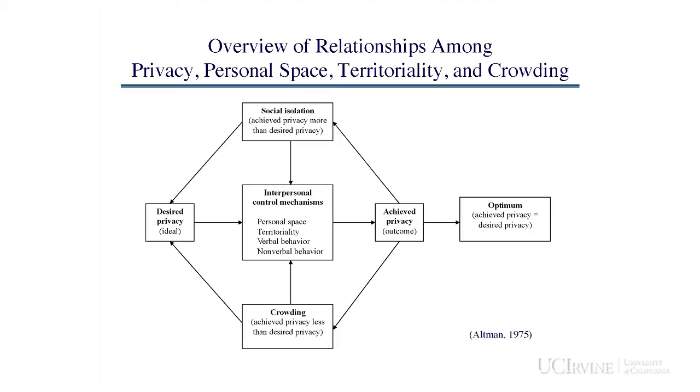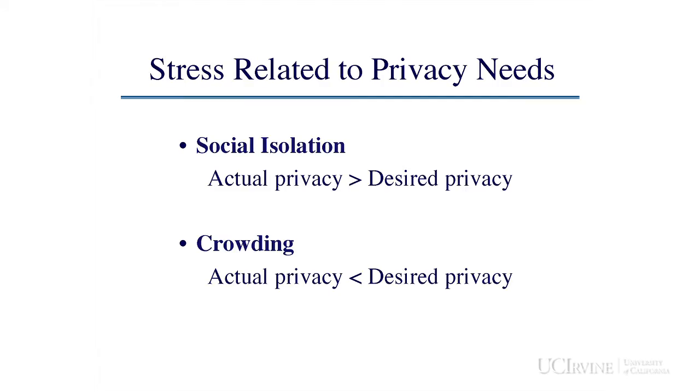And if you don't do that effectively, you might get isolated. So here you've got more privacy than what you wanted. Or you could get crowded where you have less privacy than what you wanted. So these things play out and they determine what your actual achieved level of privacy is. And the optimum would be where you're achieving the level of privacy you want. So this is basically an equilibrium model, tying together these different concepts of personal space, territory, crowding, isolation, and privacy. So social isolation, you have too much privacy relative to what you want.